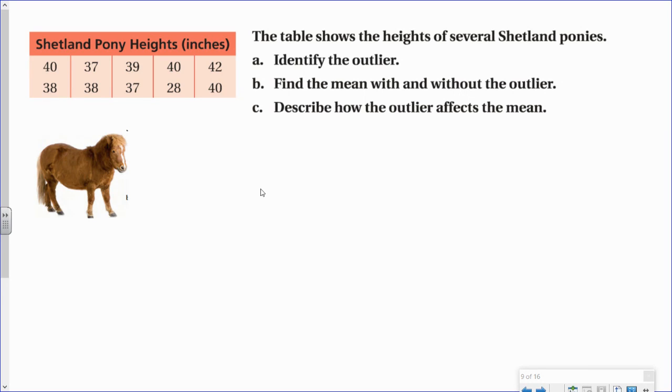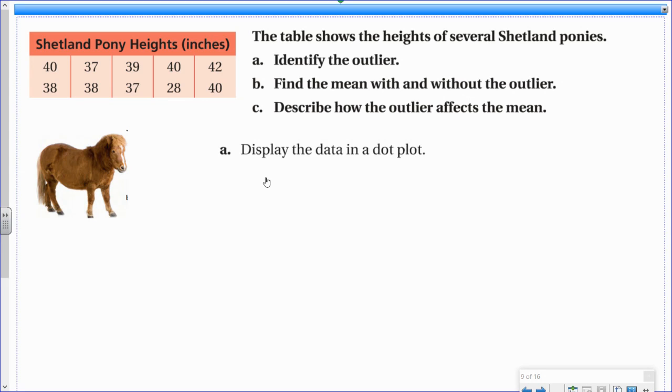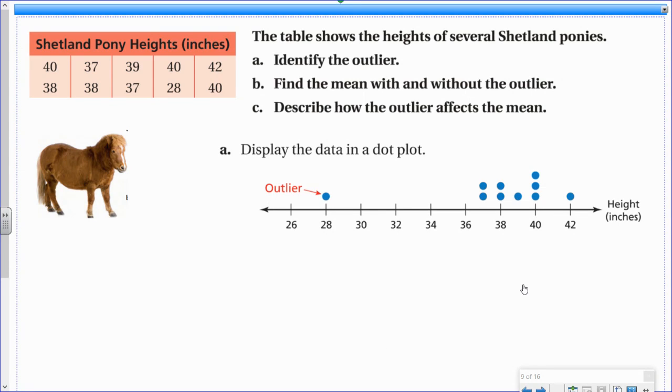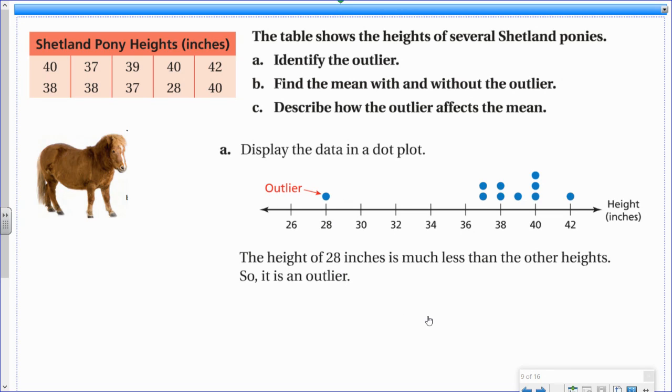So what I did for part A to identify the outlier, I went ahead and made a dot plot. Okay, so when you look at these dots here, which we've done line plots before with X's, these are all the pieces of data from this table. And you notice how 28 is way far away from everything else. So the height of 28 inches is much less than the other heights, so that is our outlier.